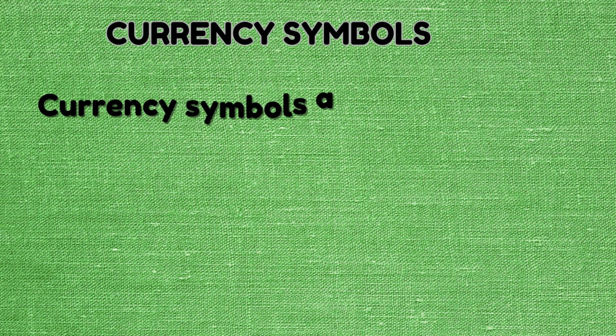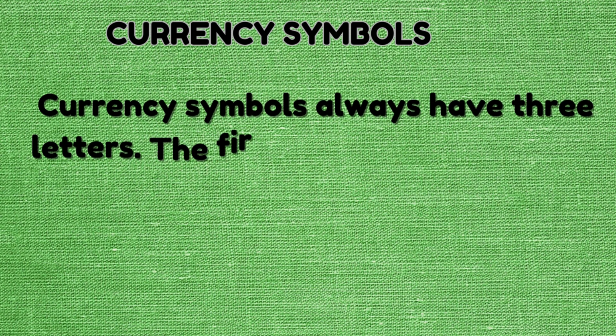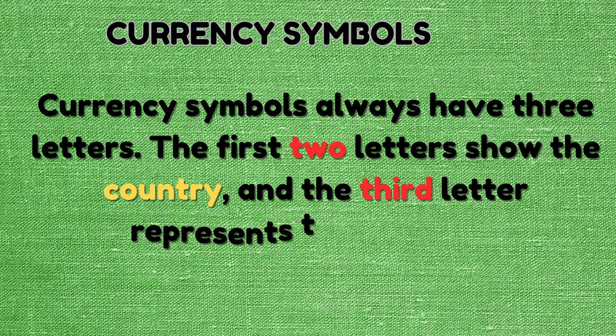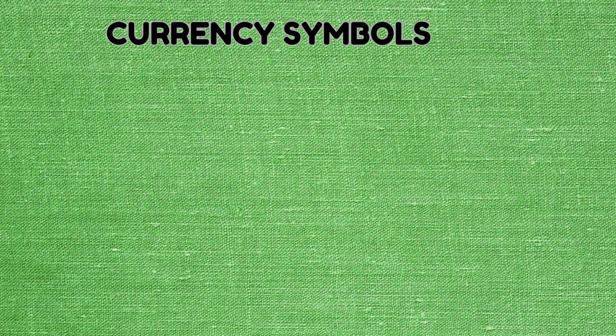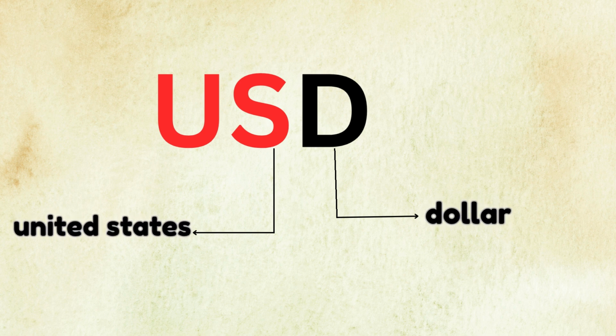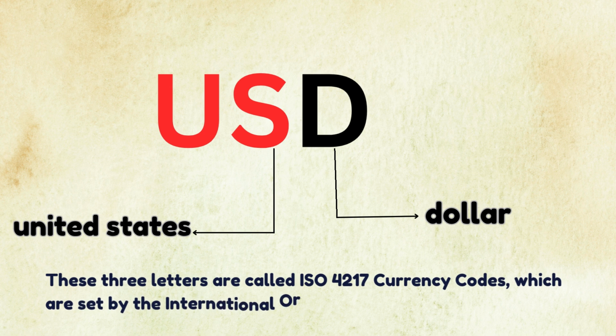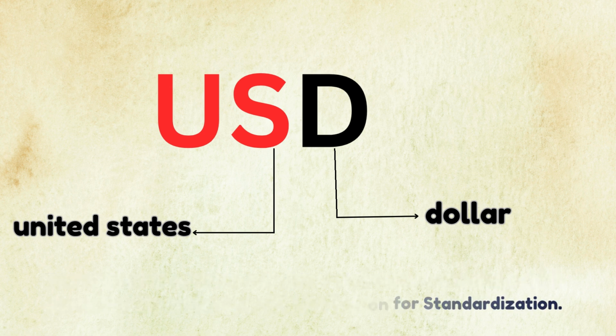So we are going to start off with the currency abbreviation. The currency symbols always have 3 letters. The first 2 letters show the country, and the third letter represents the currency. For example, we have USD. US stands for United States, and D stands for dollar. These 3 letters are called ISO 4217 currency codes, which are set by the International Organization for Standardization.